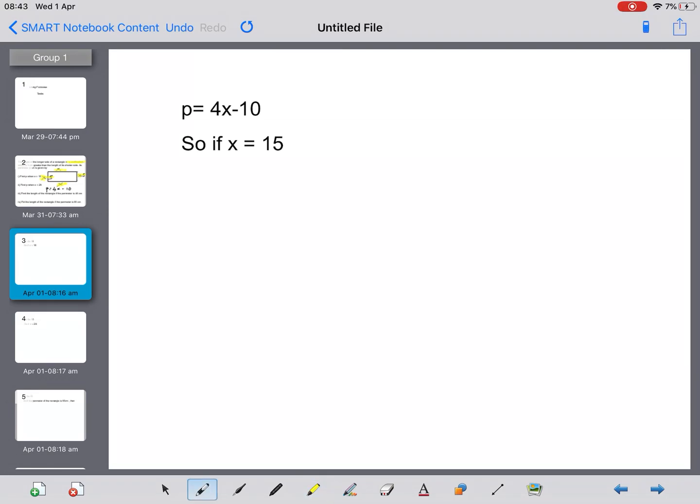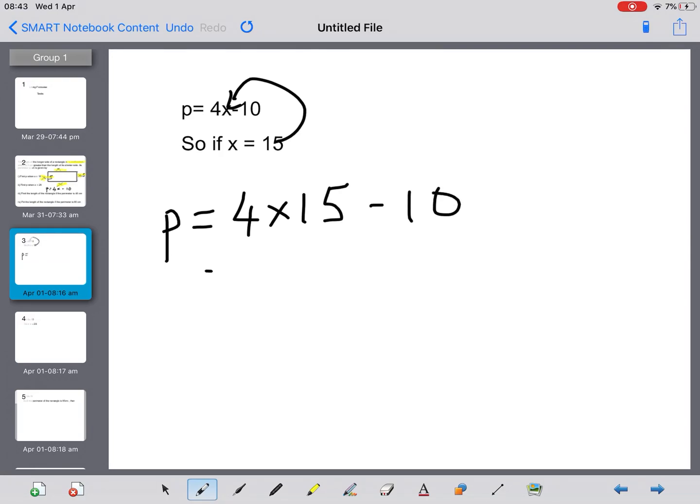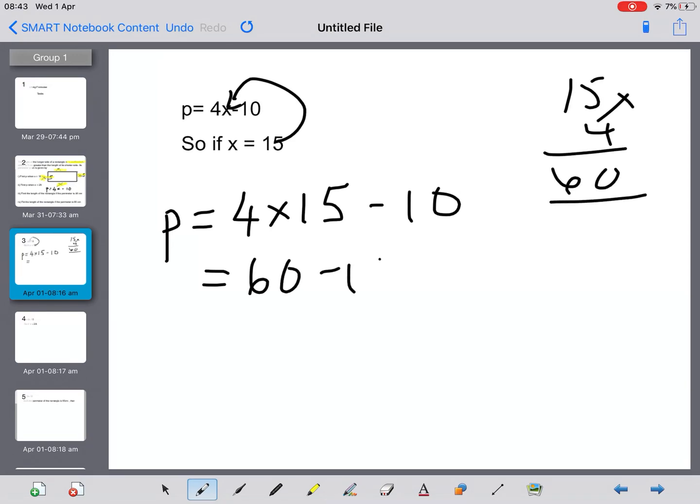So, p equals 4x take away 10. So if x is 15, we just put that 15 where the x is, and then we can work it out. Remember, a letter and a number next to each other means times. So 4 times 15, hopefully you work that out as 60. Take away 10 is 50.